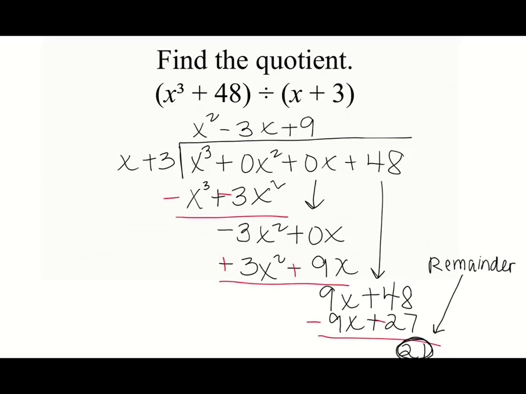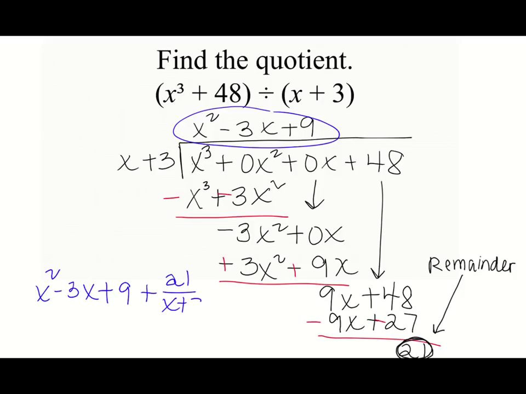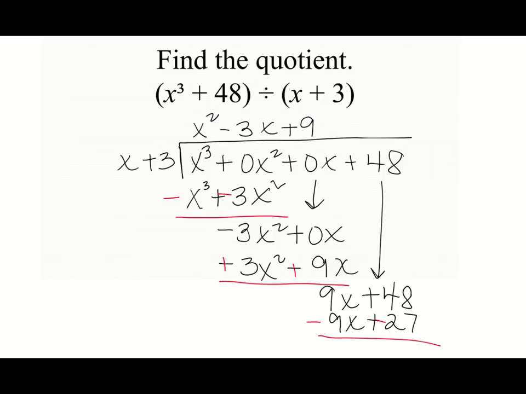So how I'm going to go ahead and write my final answer is I have my quotient, which is x squared minus 3x plus 9, but I have this 21 left over. And it's 21, everything we're dividing by x plus 3. Since it doesn't go in evenly, we leave it as this fraction of 21 divided by x plus 3. So this would be my final answer: x squared minus 3x plus 9 plus 21 divided by x plus 3 being my remainder.